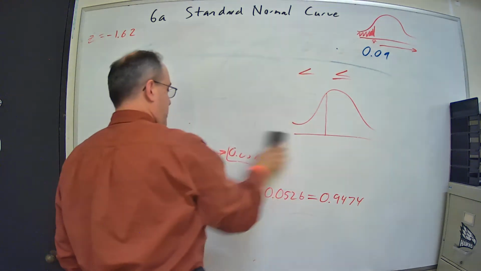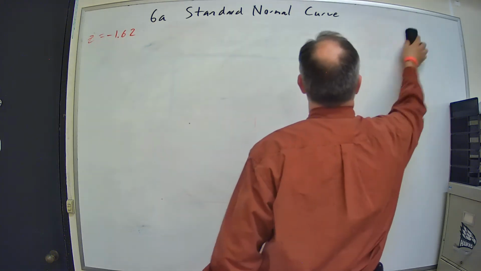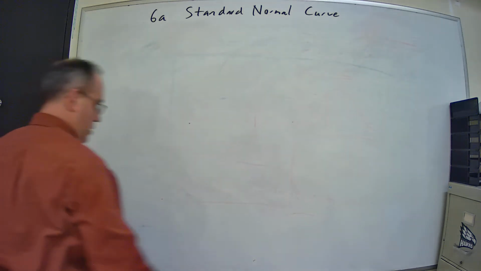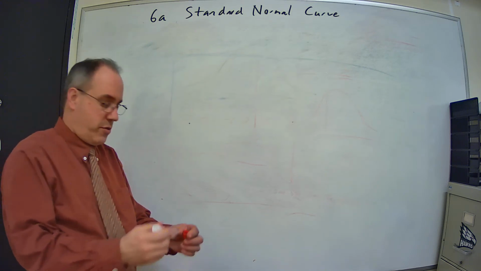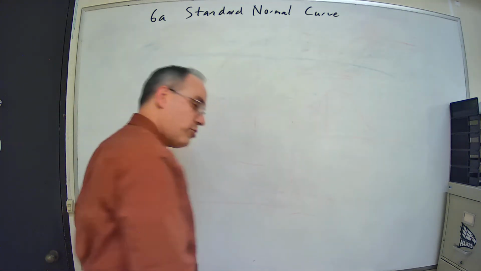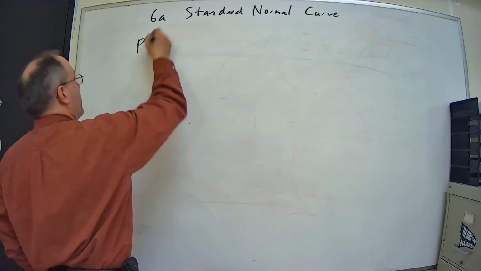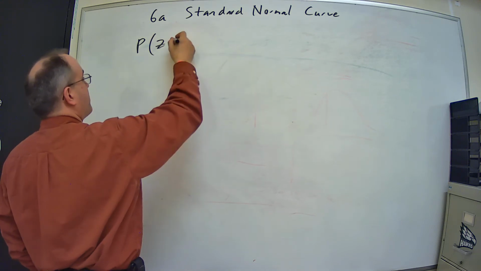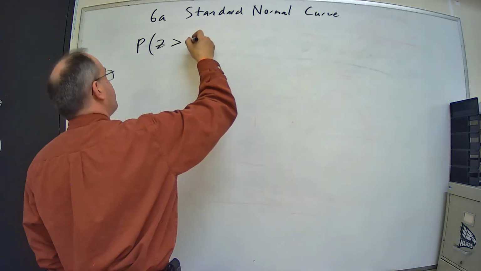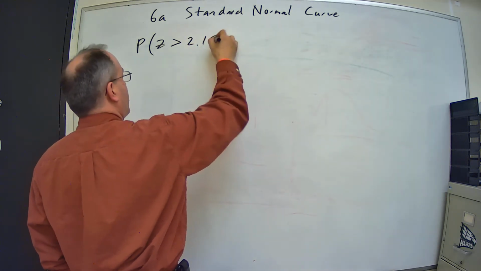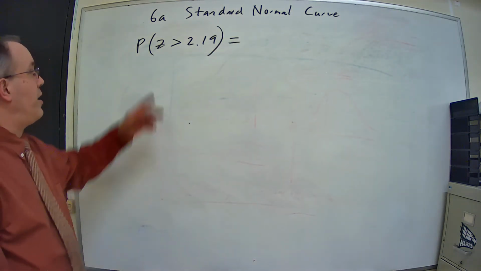Let's do a couple examples here with these z-scores in finding the probability that the z-score is in a certain range, or less than a certain value, greater than a certain value. Let me get rid of this red marker and go back to a black one. I want to find the probability that z is greater than 2.19. Probability that z is greater than 2.19.